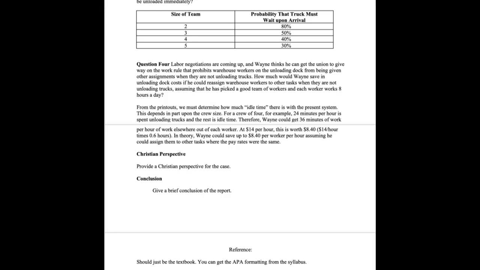So in order to do this, we will have some idle time, and I showed you how to calculate that. It shows, for example, 24 minutes per hour is spent unloading trucks, and the rest of the time is idle. That means that he can get 36 minutes of work, so a lot better timing. And you can see that we had the $14 an hour that they were getting. So Wayne could save up to $8.40 per worker per hour, assuming that he could assign them other tasks where their pay rates were the same.